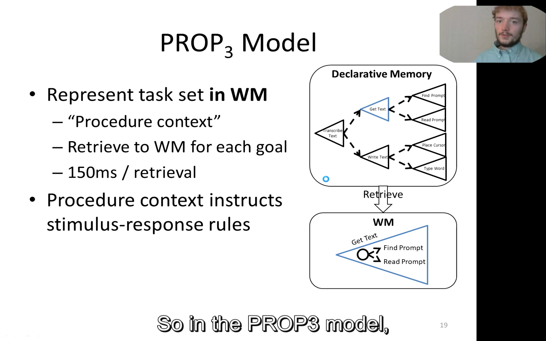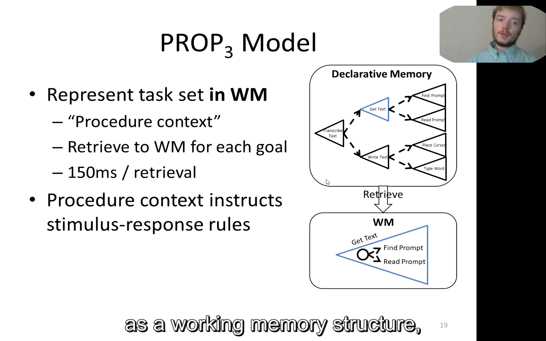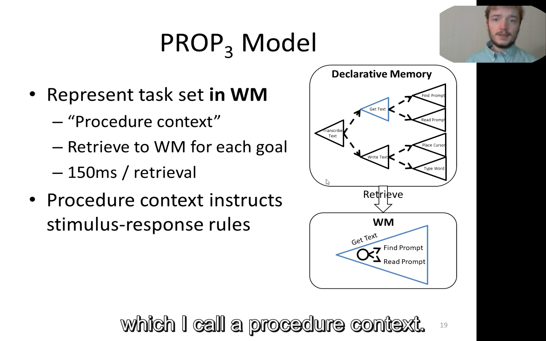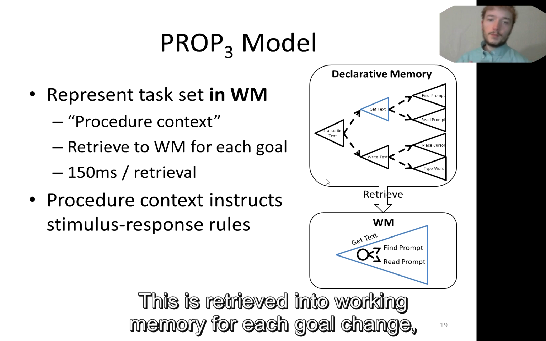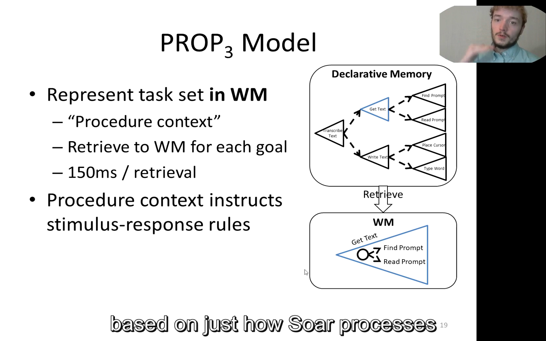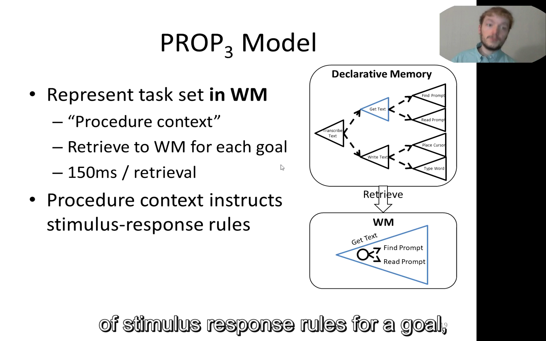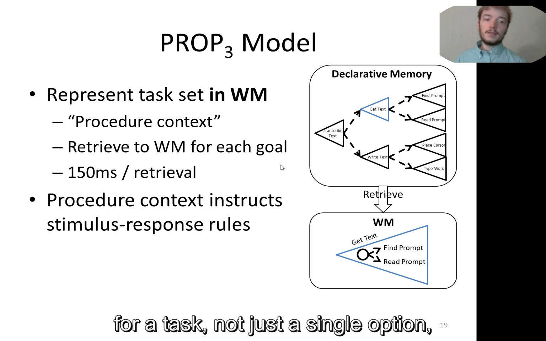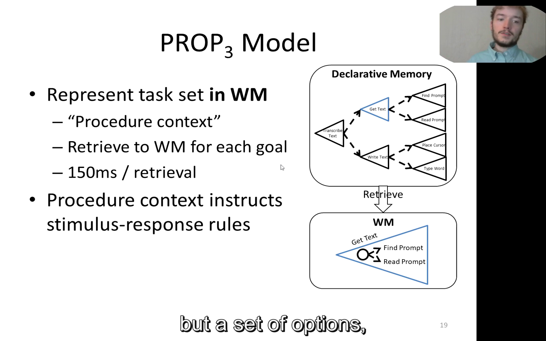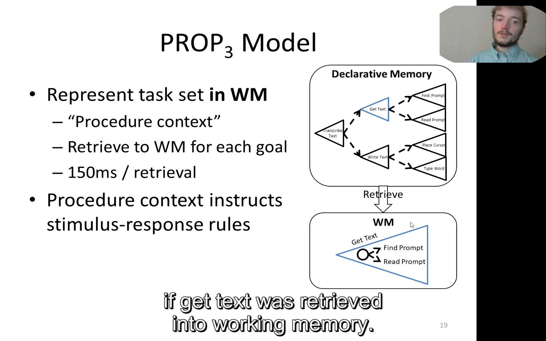So in the Prop 3 model, I represent a task set specifically as a working memory structure, which I call a procedure context. This is retrieved into working memory for each goal change, about 150 milliseconds per retrieval, based on just how Soar processes decisions and retrievals. And the procedure context instructs the set of stimulus response rules for a goal, for a task. Not just a single option, but a set of options, such as both find prompt or read prompt if get text was retrieved into working memory.